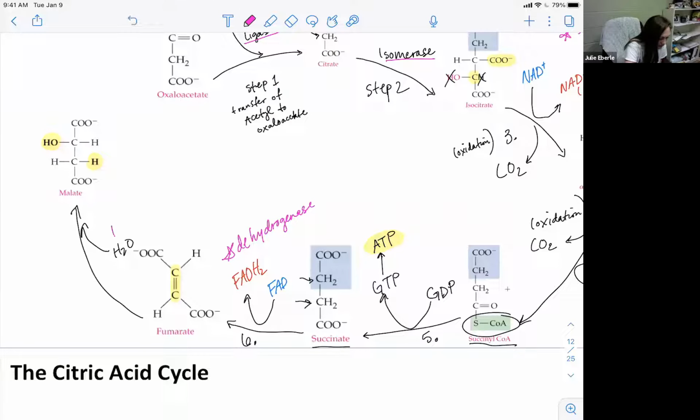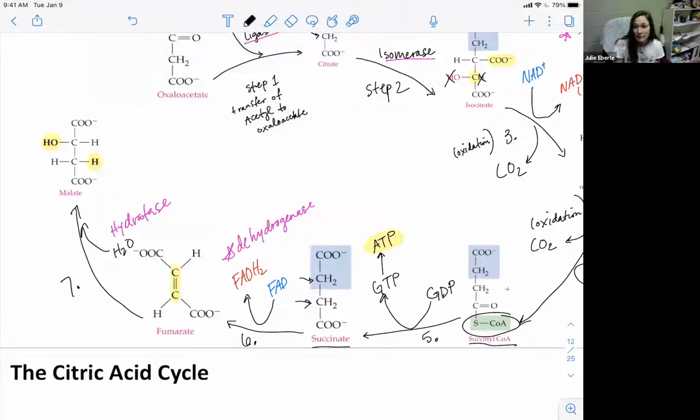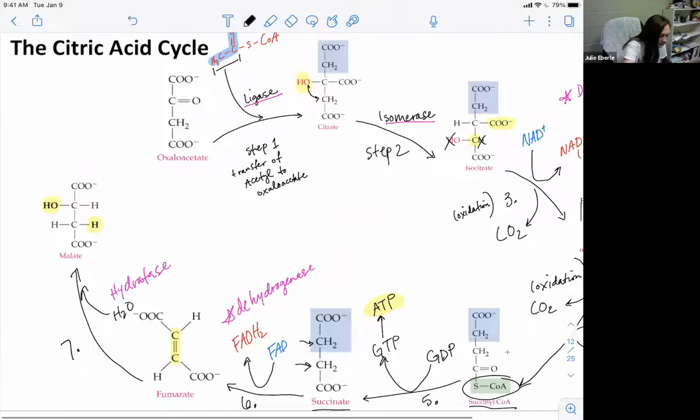This is a hydratase enzyme. Okay, and that was, I'll label this step 7. All right, one more step and then we're done. Malate to oxaloacetate. So we're going to remake the final product of the citric acid cycle, which is the first reactant. We're going to remake our starting material, oxaloacetate.